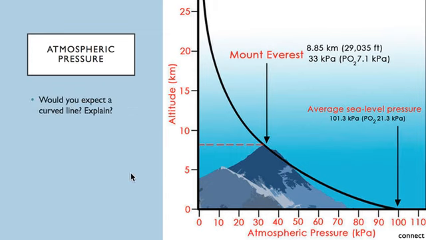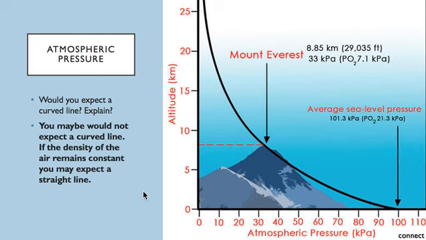Okay, next one. Would you expect a curved line, and can you explain why or why not? Okay, pause it there. So you maybe wouldn't expect a curved line. If you are just looking at the equation, we've said that the pressure is equal to the density times the height times the gravitational field. And so if the density of the air remains constant, then you would probably expect a straight line for that.